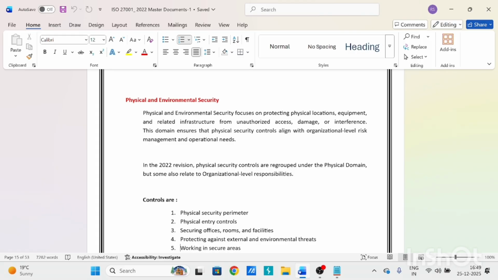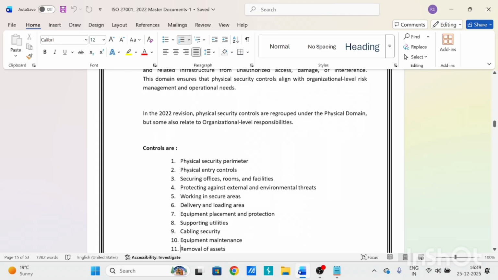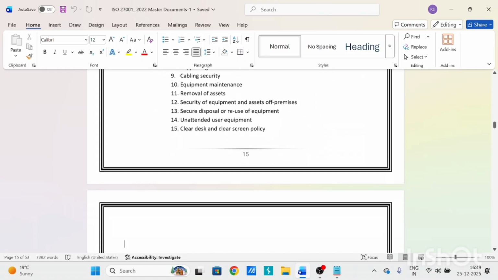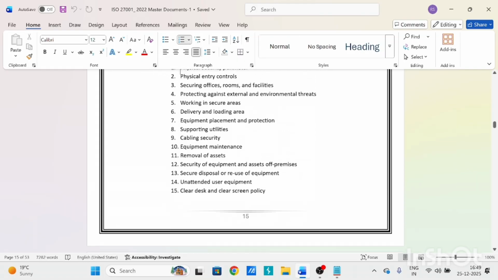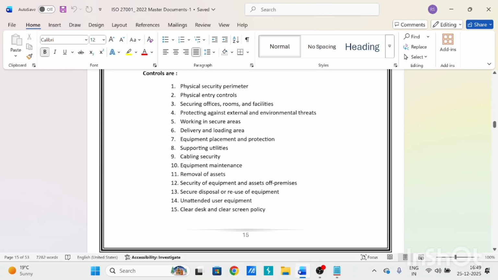In the 2022 revision, physical security controls are grouped under the physical domain, but some also relate to organizational level responsibilities. Okay, what are the controls? Physical security perimeters, physical entry controls, secure offices. These are examples of the physical.